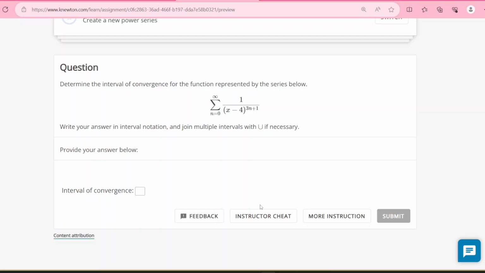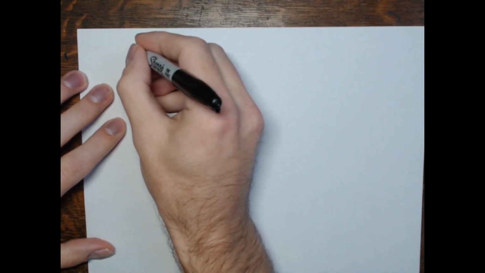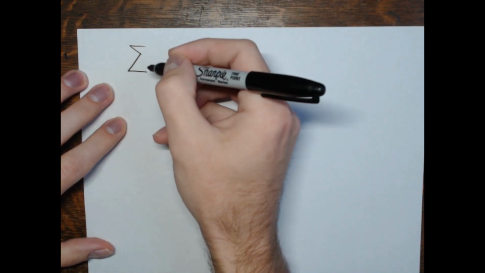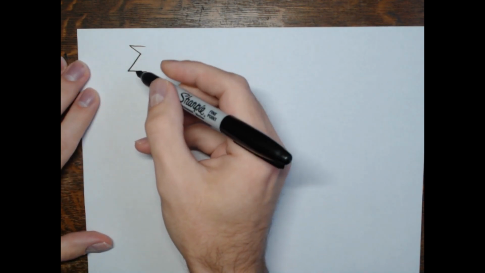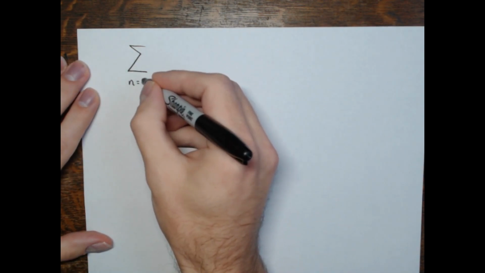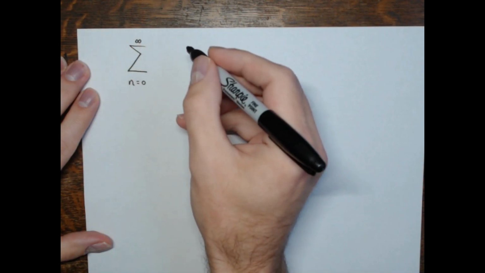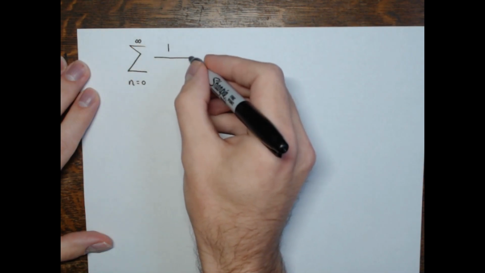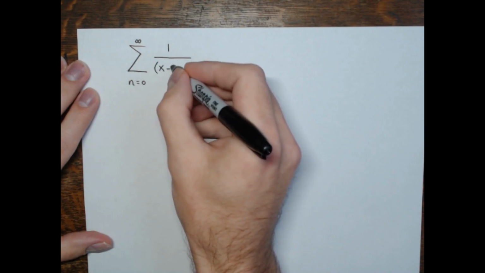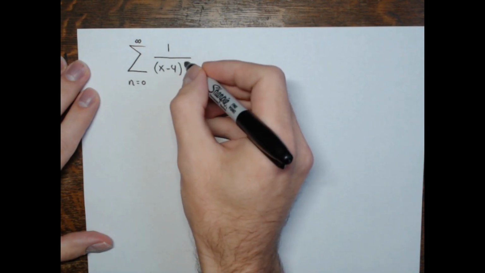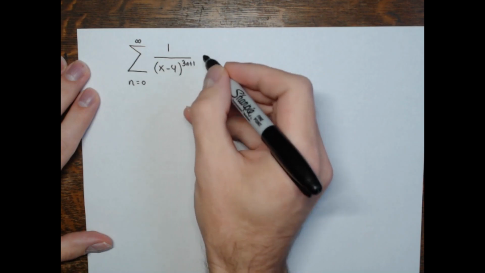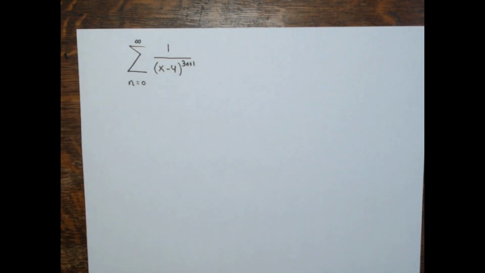All right, so pulling this up, this series we're given: the sum from n equals 0 to infinity of 1 over x minus 4 to the 3n plus 1 power. And we're asked to determine the interval of convergence for such a series.